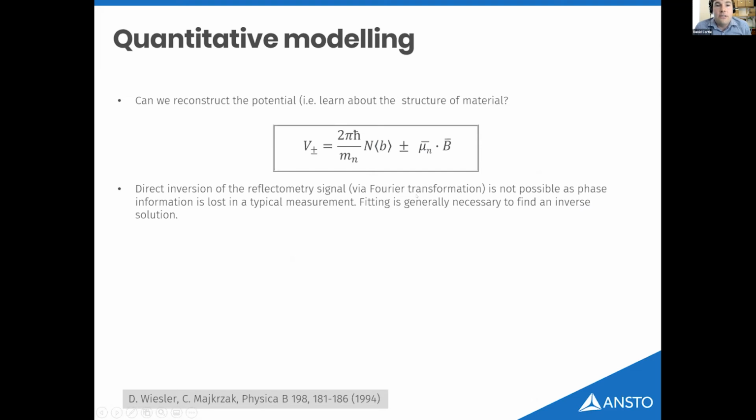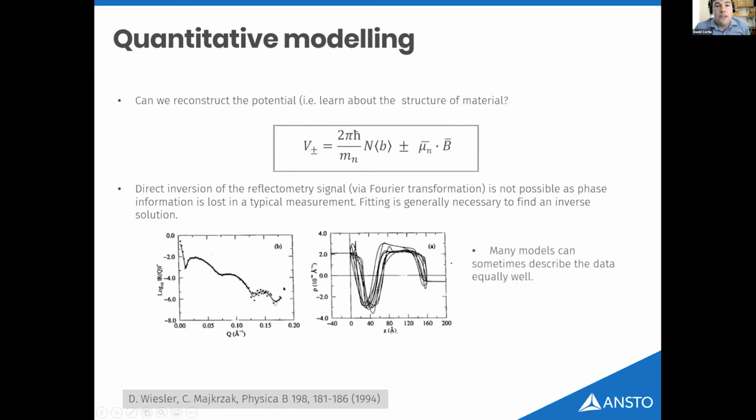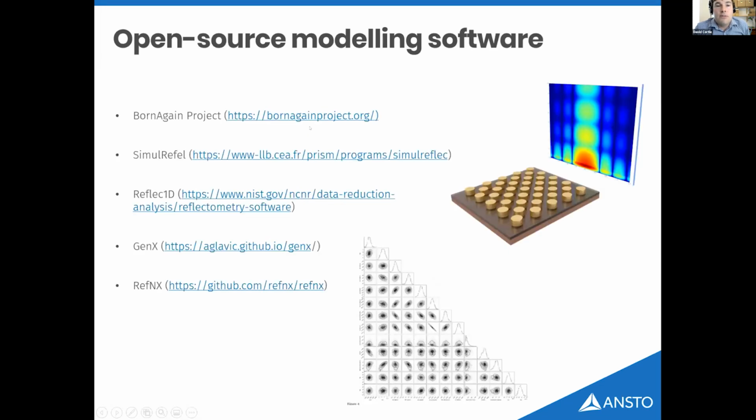And the ideal way to do this would be simply to Fourier transform the reflectometry pattern. Unfortunately, this isn't possible in general because phase information has been lost during the measurement. So what in practice we have to do is fit the experimental measurement, and sometimes there's an entire family of models that can fit the data almost equally well. And this is a well-known problem in the field. But this problem is more or less solved now.